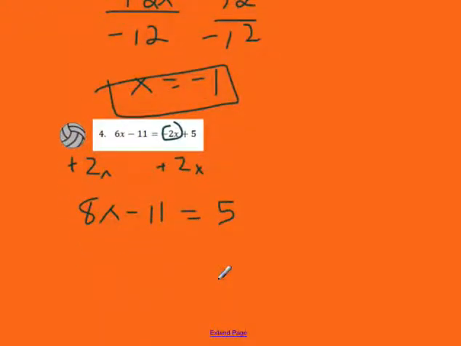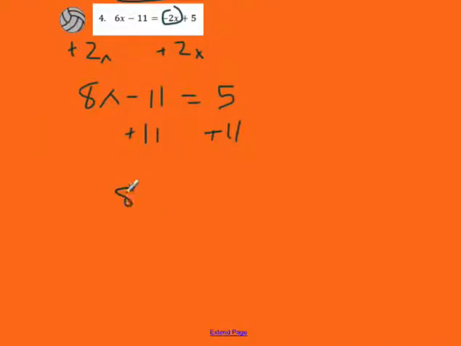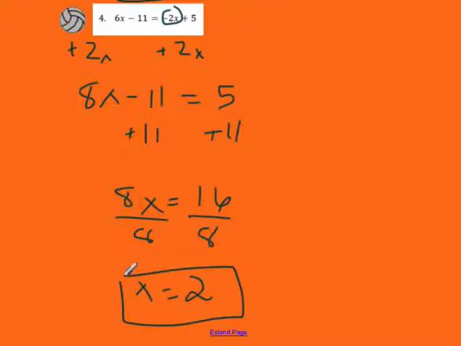So now I need to bring that minus 11 over to the other side. So I'm going to add 11 to both sides. So I get 8x is equal to 5 plus 11, which is 16. Then I'm going to divide both sides by 8, and 16 divided by 8 is 2. So here I get that x is equal to 2.